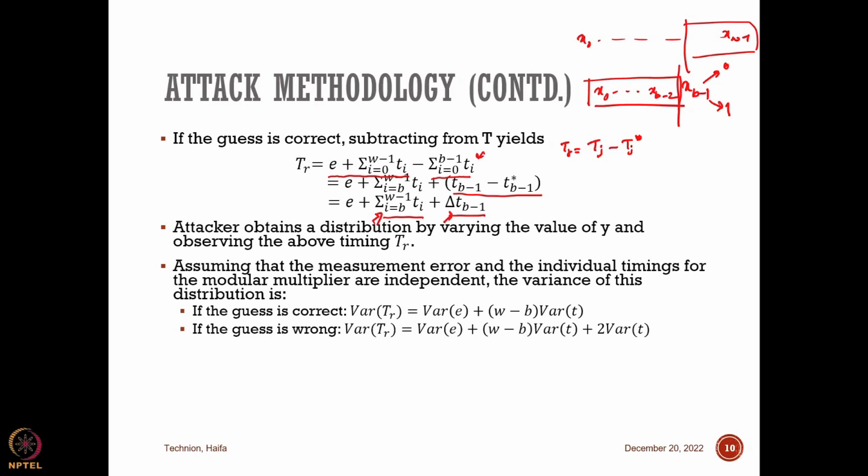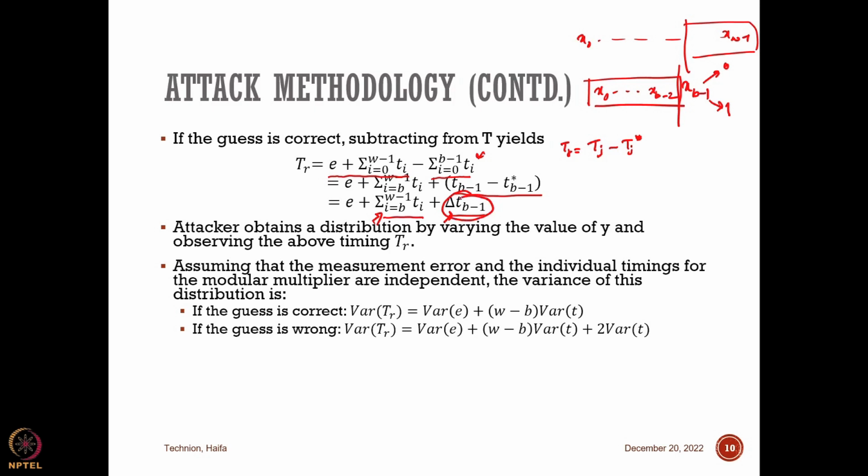Note that in Kocher's attack, what they observed is this: if you take this TR and observe it for all the possible decryptions that you are doing, you get statistics. Now if you calculate the variance of these statistics, you will see that in the correct case, if you are guessing the key correctly, then this term will go to 0.